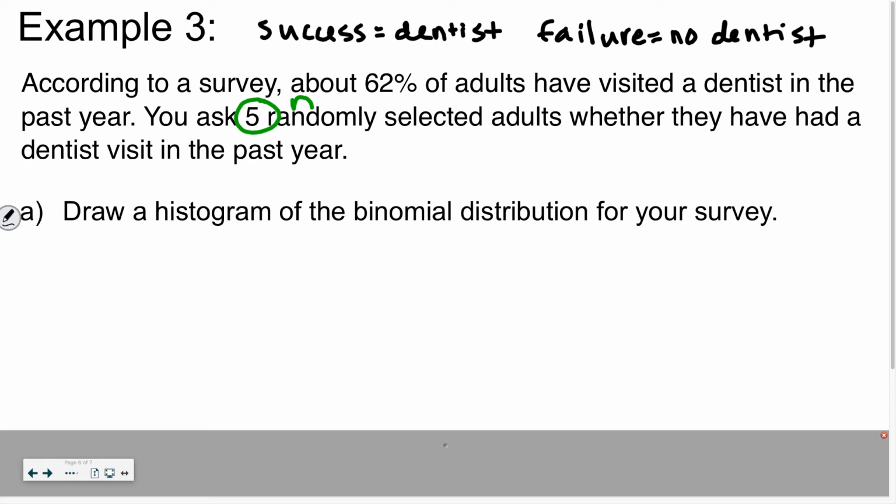We said our probability of success was visiting the dentist. So what's our probability of success? 62%. In order to use that in the formula, we're going to have to change it to a decimal, 0.62. You could change it to a fraction if you wanted to. And if my probability of success is 0.62, what's my probability of failure? 0.38.